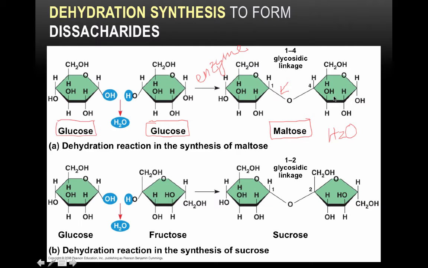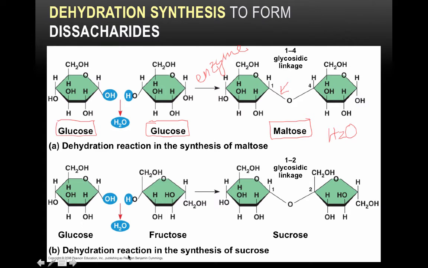Maltose is in germinating grain, and it's really important if you want to make beer. So you'd mix your water and your hops and your barley together with yeast, and then the yeast would ferment the maltose into ethanol.